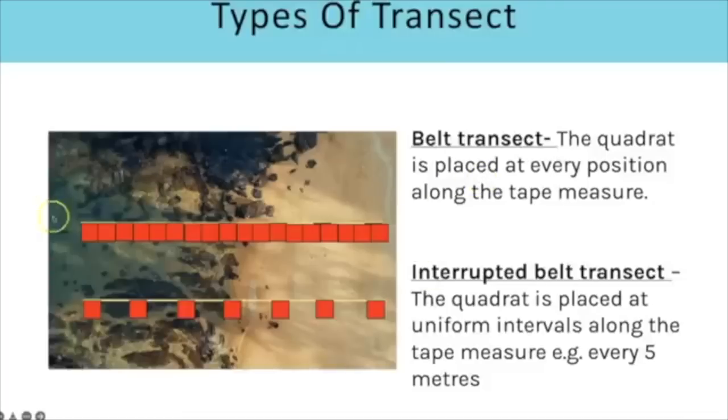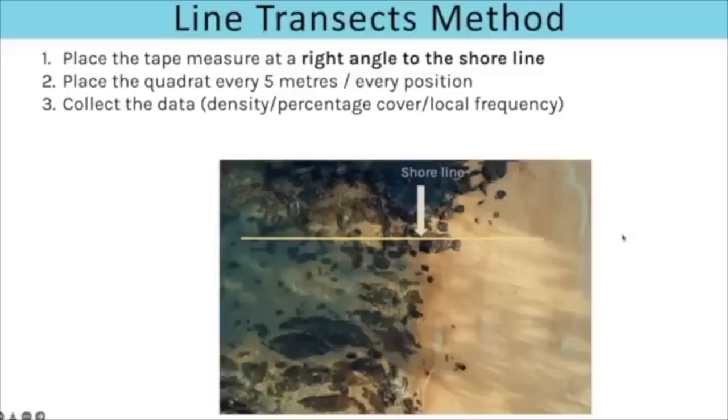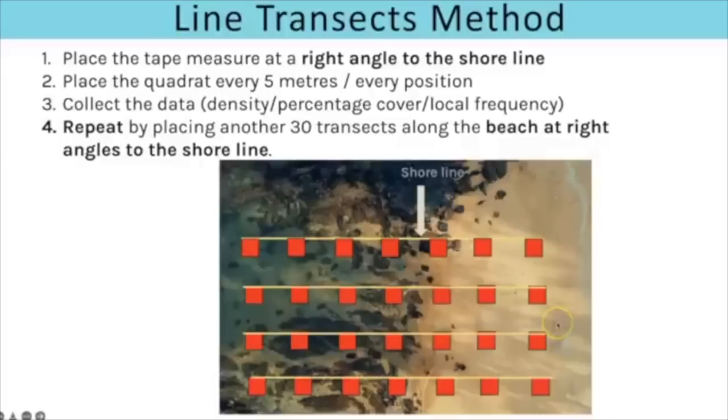A belt transect is when the quadrat is placed at every single position along the tape measure. An interrupted belt transect is when you place it every set distance. So it might be every 2 meters, every 5 meters, whatever seems appropriate for the area you are sampling. So for this method, you would place the tape measure at a right angle to the shoreline, just like we see here. You would then place your quadrat every 5 meters, or whatever distance you're going to state. Collect the data that you can see in the quadrat, but you still have to repeat this multiple times. But you would be repeating this by placing another 30 transects along the beach at right angles to the shoreline.